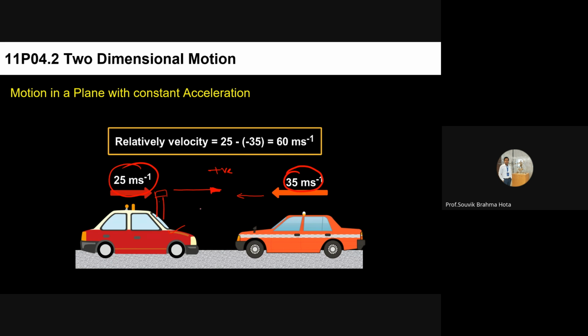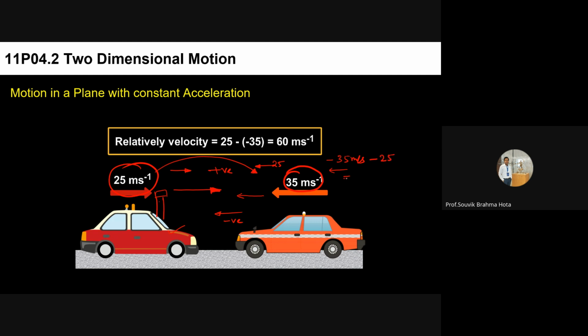That means initially it is coming in this direction. If I take this direction as negative, this orange taxi is actually having minus 35 meter per second. Now as a thumb rule, you give this 25 meter per second to it. It is a perception, you are not actually giving it. The trick is, you donate 25 to this and then reverse the direction. 25 was initially towards the right, you reverse it, 25 again. So minus 35 minus 25.